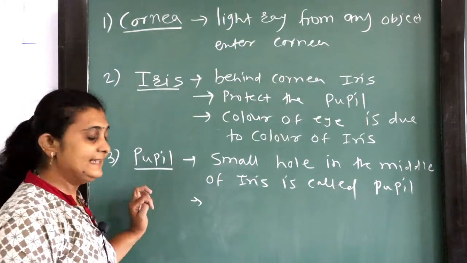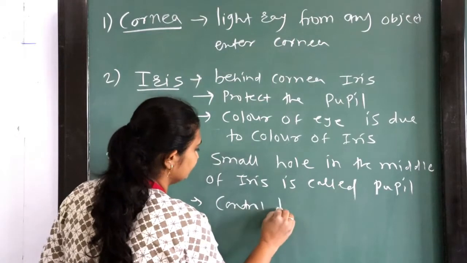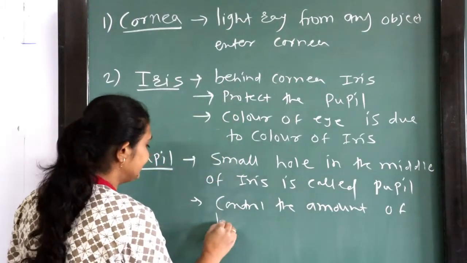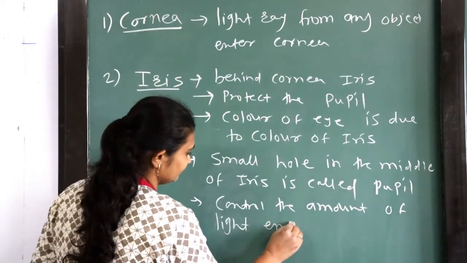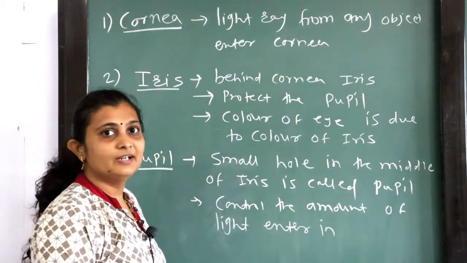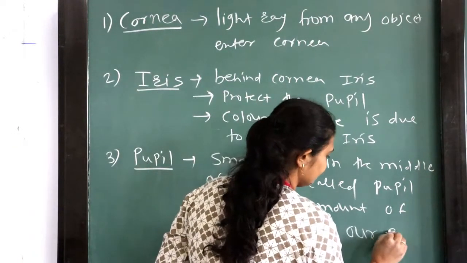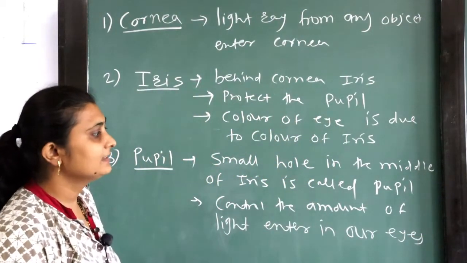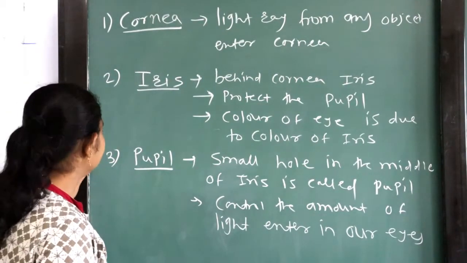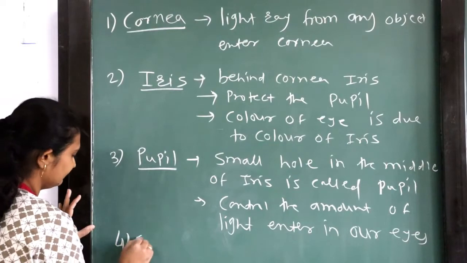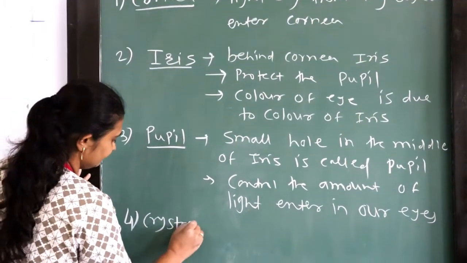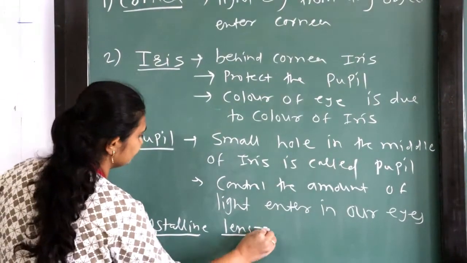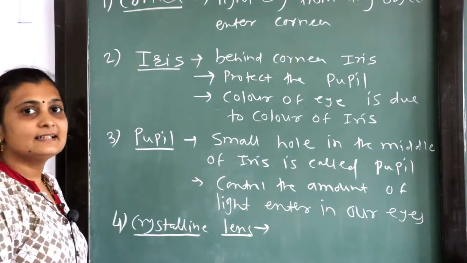The next function of the pupil is to control the amount of light that enters our eyes. This is the function of the pupil. Now the next part is the lens, the crystalline lens. This lens is transparent.